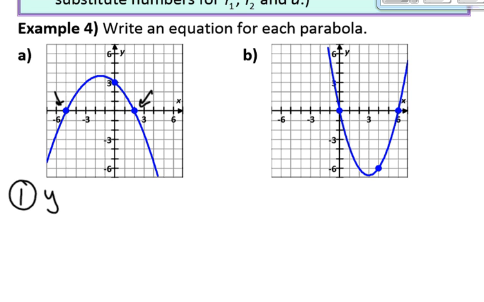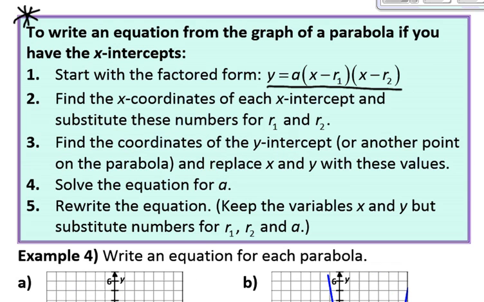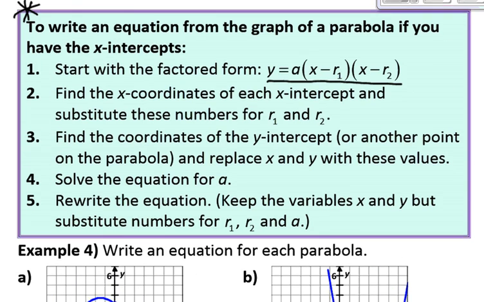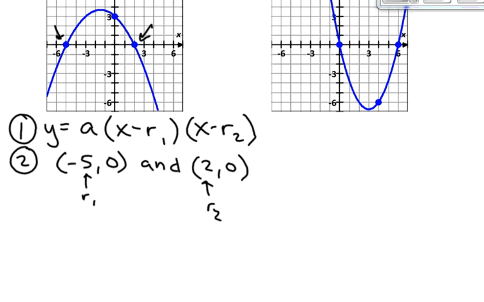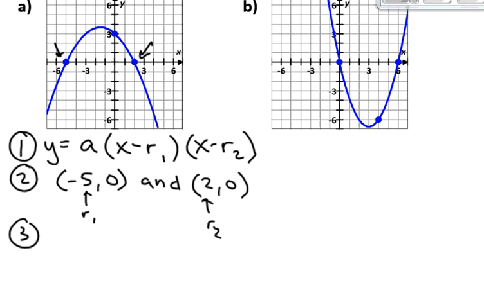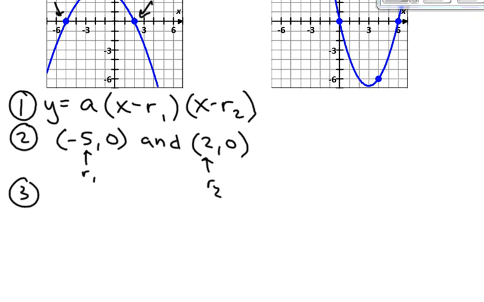So we're going to start off with y equals a times x minus root 1 times x minus root 2. That's just the form that we use with factored form. Now, remember, we're given the x-intercepts, so my second step is to find those intercepts. So the first one's -5, 0, and the second one is 2, 0. And so this would be like root 1 and root 2. All right, step 3. What I would do is you're trying to fill in this equation. So we know root 1 and root 2. I'm going to put that in red.